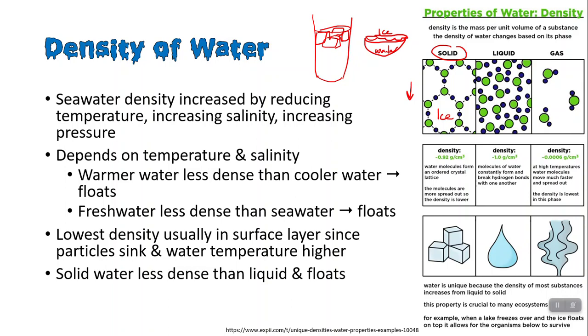And fresh water is less dense than seawater and floats on top. And this is going to affect how water moves in the ocean especially. You usually have the lowest density in surface layers of water just because anything solid tends to sink and the water temperature tends to be higher, which makes it less dense. And then we already talked about ice floating.